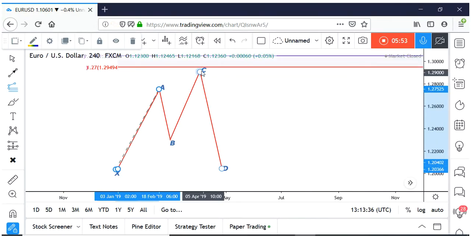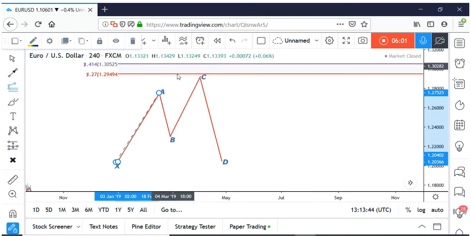Your C leg has to touch 1.27, but must not close above 1.414. So let me repeat again. You use the fib extension from X to A back to X, and then you drop it, you leave it.